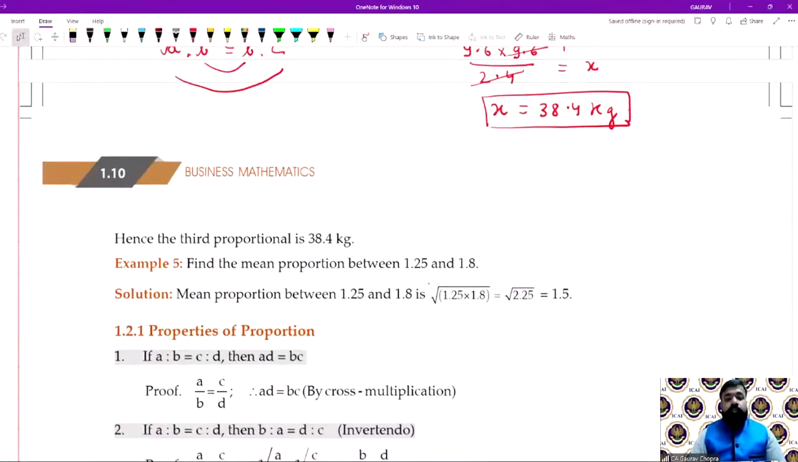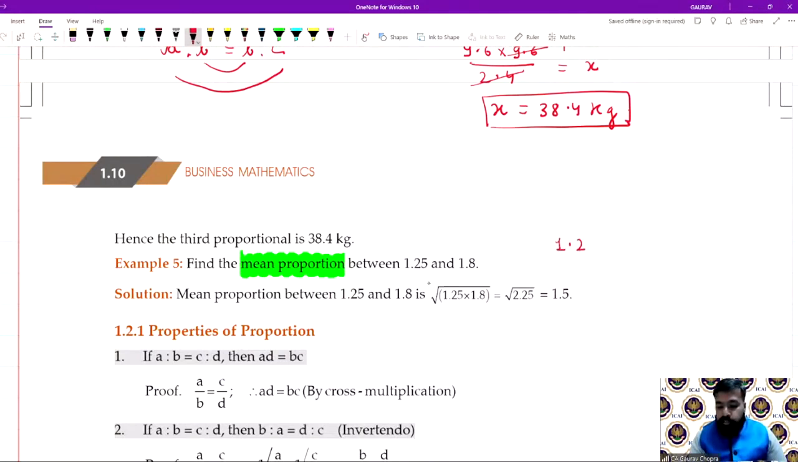Now comes the fifth one. Find the mean proportion between 1.25 and 1.8. Now focus on the terms. What is the question saying, find the mean proportion. What does mean proportion mean? Middle value. So this time we have to calculate the middle term. So assume the middle term as x.